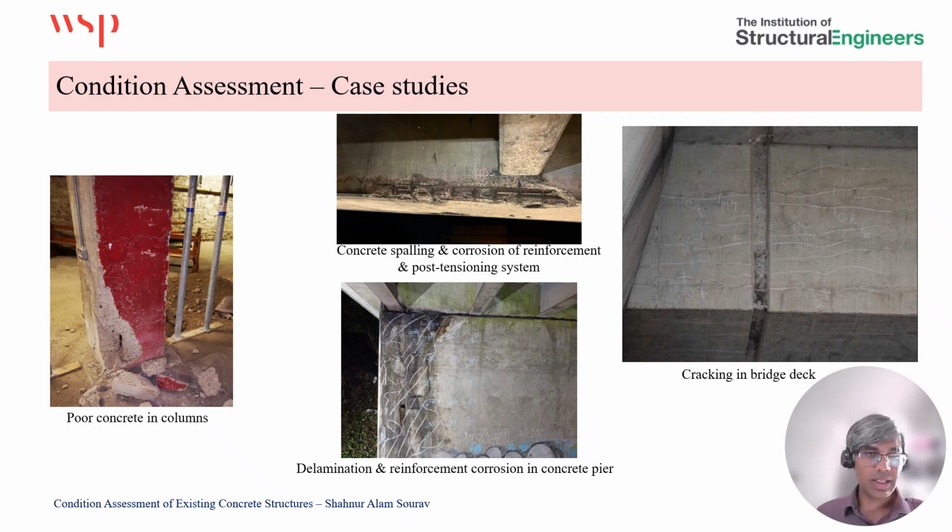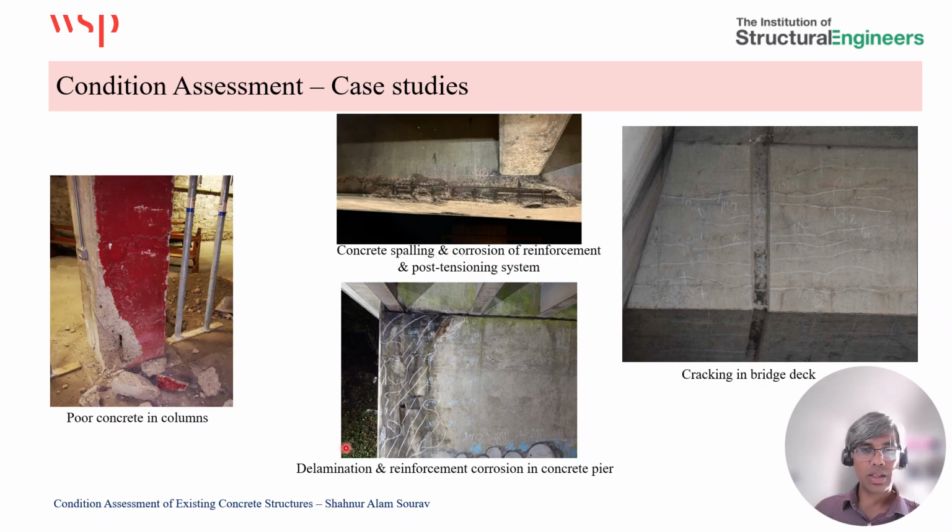So here are some case studies. This is a column that I encountered in a building here with poor construction. We found this poor concrete in several columns on that floor. So we had to employ a strategy to determine the compressive strength of the concrete, as well as the relative quality of the concrete compared to the good quality concrete. This is an example of concrete spalling and corrosion of reinforcement and post-tensioning systems. I have already talked about this in one of the photos previously.